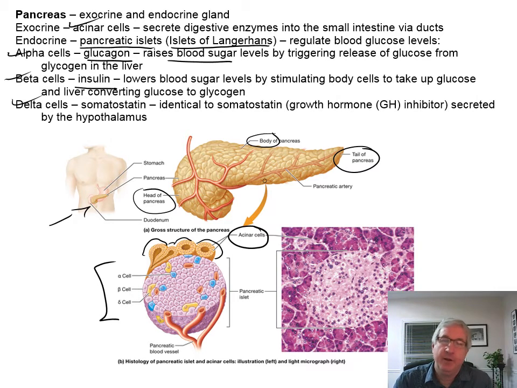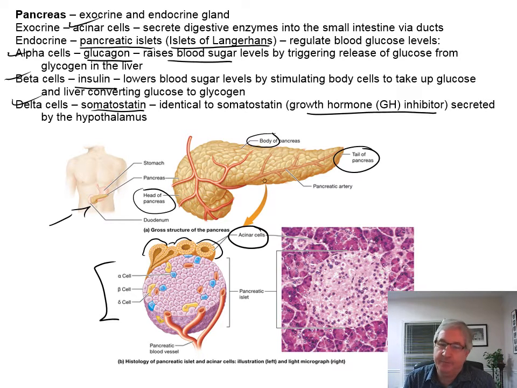So anyway, delta cells make something called somatostatin, and this is identical to the somatostatin, the growth hormone inhibitor that is secreted by the hypothalamus. So somatostatin, somato meaning body, statin meaning stop things, so it stops things. So that's a growth hormone inhibitor. So alpha cells make glucagon, beta cells make insulin, delta cells make somatostatin.